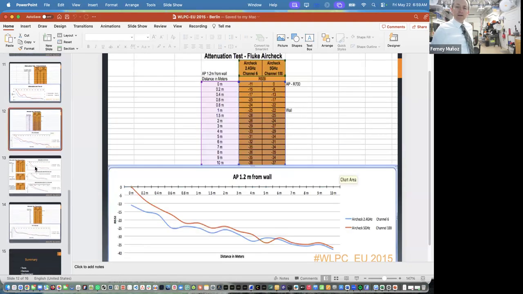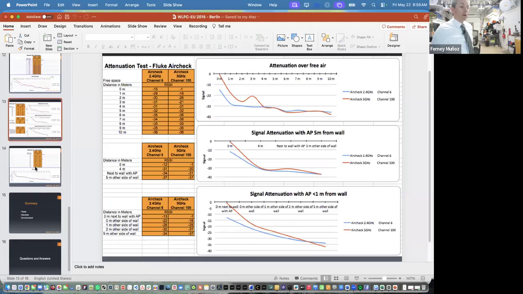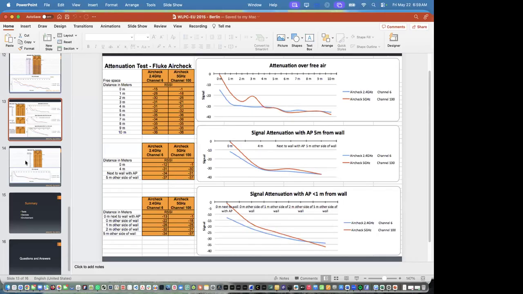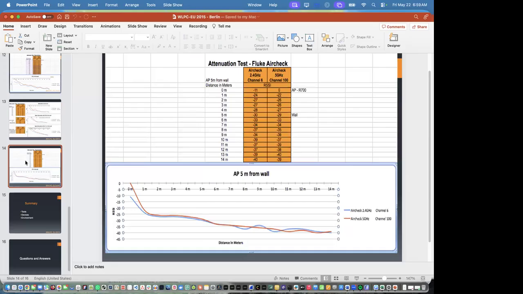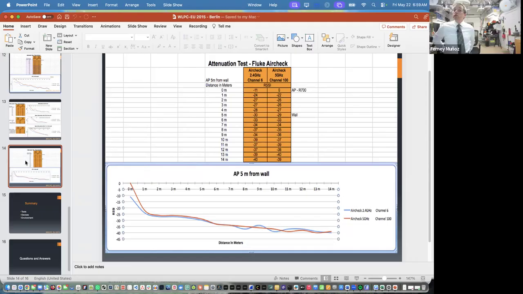Does this answer your question? I know this is kind of a long answer, but you have to understand this well so we can better move forward. So what you're saying is whenever we measure signal attenuation, we should be at least 5 meters away from these objects. With the source, yes, away from the source. Right.